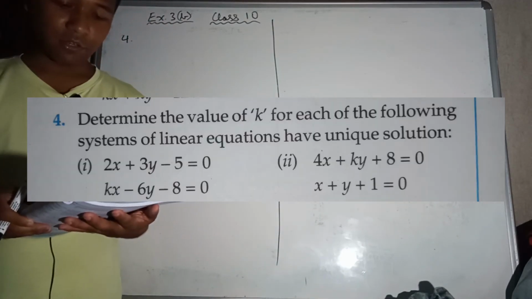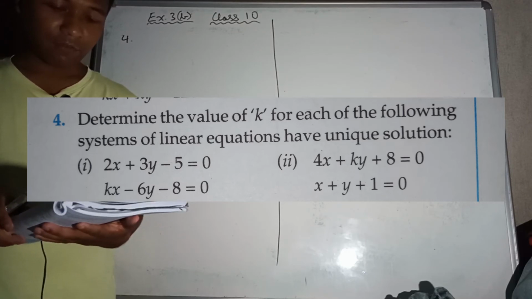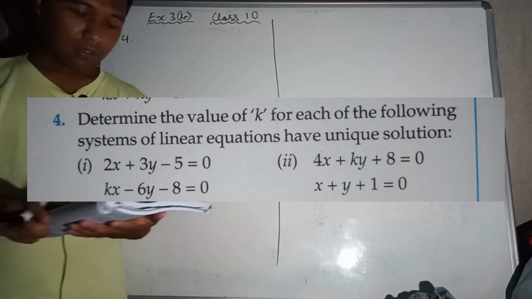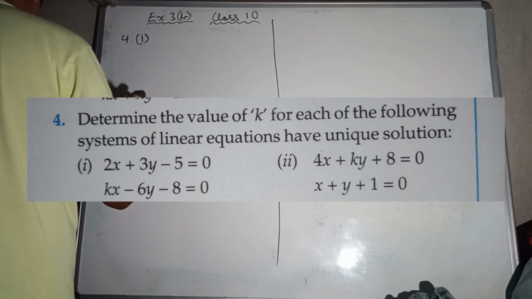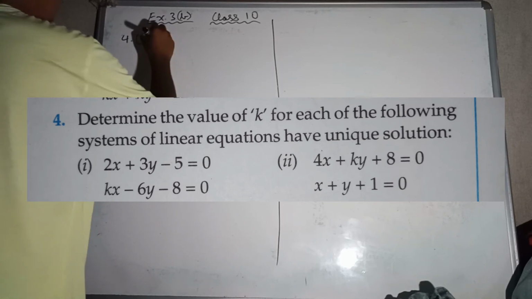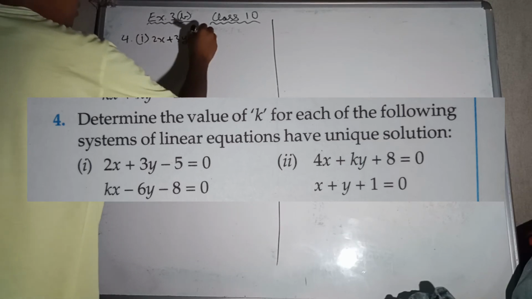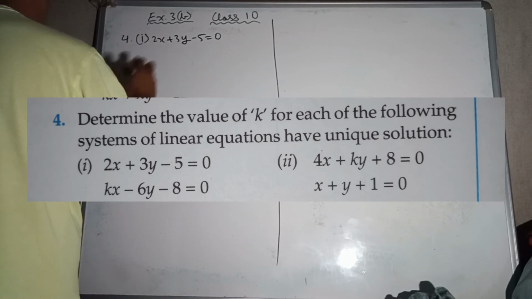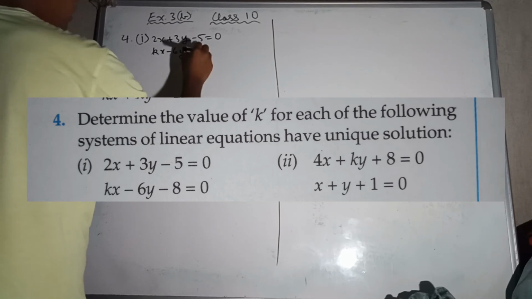Number 4: determine the value of k for each of the following systems of linear equations to have a unique solution. We will find the value of k using the condition for unique solution. Sub number 1: 2x plus 3y minus 5 equal to 0, and kx minus 6y minus 8 equal to 0.